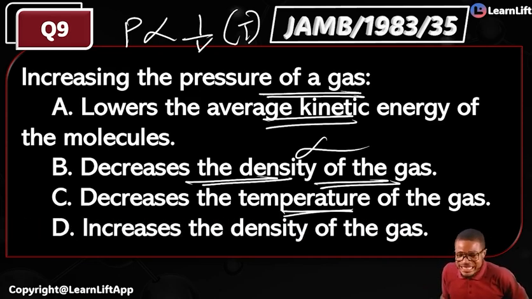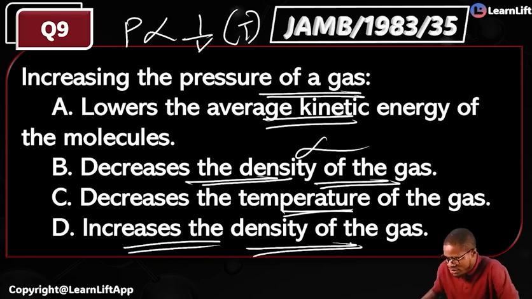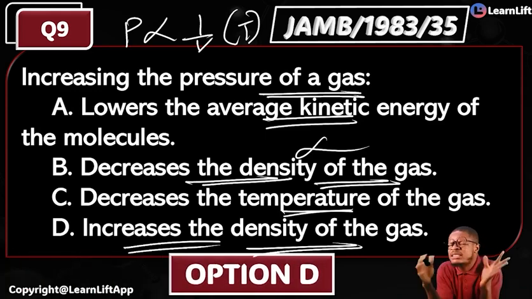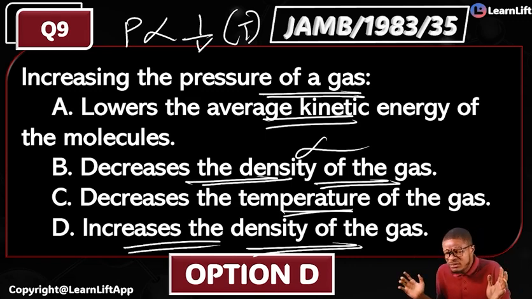Now look at option D. Option D says increasing the pressure of the gas will increase the density of the gas. Yes, when you increase pressure, force per unit area increases. Automatically density will do what? Increase. That was the correct answer. Option D is the answer. Simple, easy and direct. Does it make sense? Do you understand this?